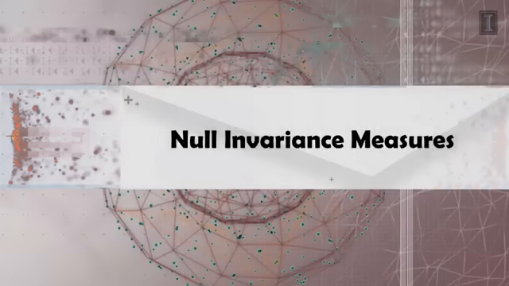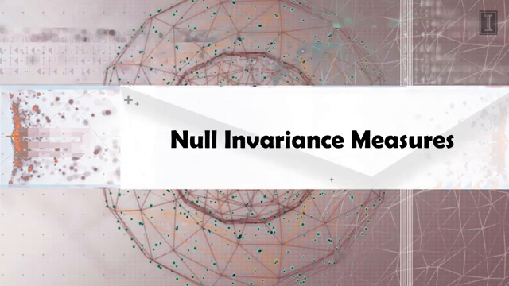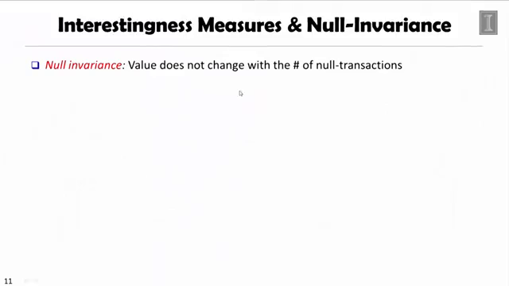We already saw lift and chi-square may not be very good measures for examining transaction data that contain lots of null transactions. So what we would like to see is what are good measures, ones that are not influenced much by the number of null transactions. Let's look at those different measures.